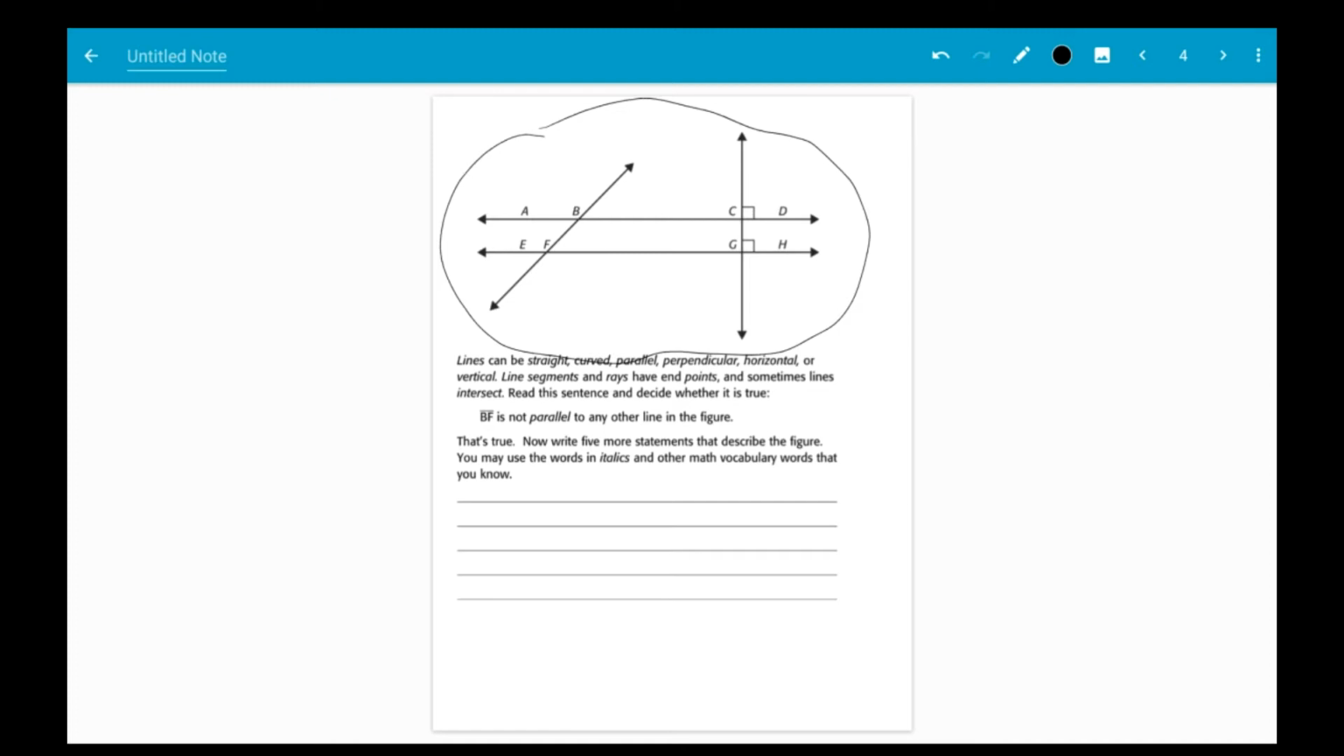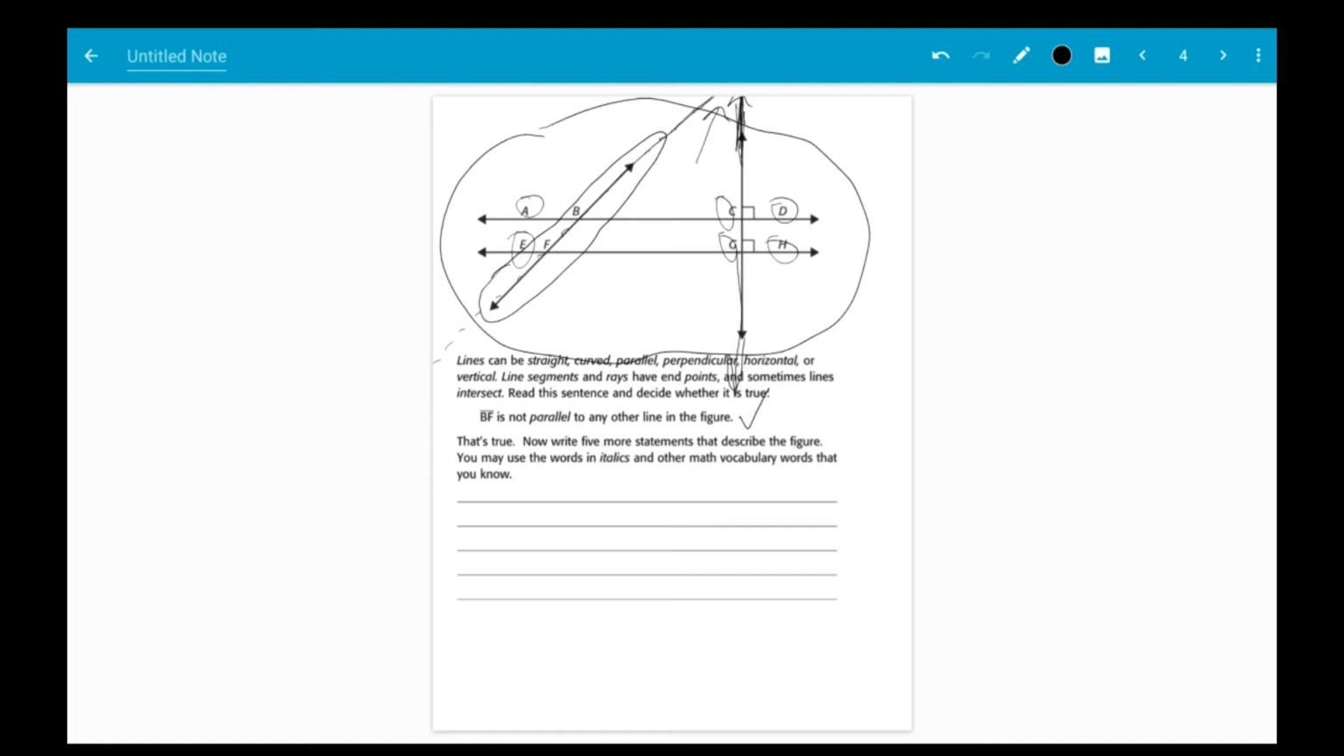BF is not parallel to any other line in the figure. They're saying that is true, right? So if we look at BF, it clearly crosses AD, so it's intersecting, that's not parallel. It's intersecting EH, that's not parallel. And if we start extending the line, because lines go on forever, we notice that CG, if we also extend it further, will also intersect eventually. So they are also not parallel. So this statement is true.